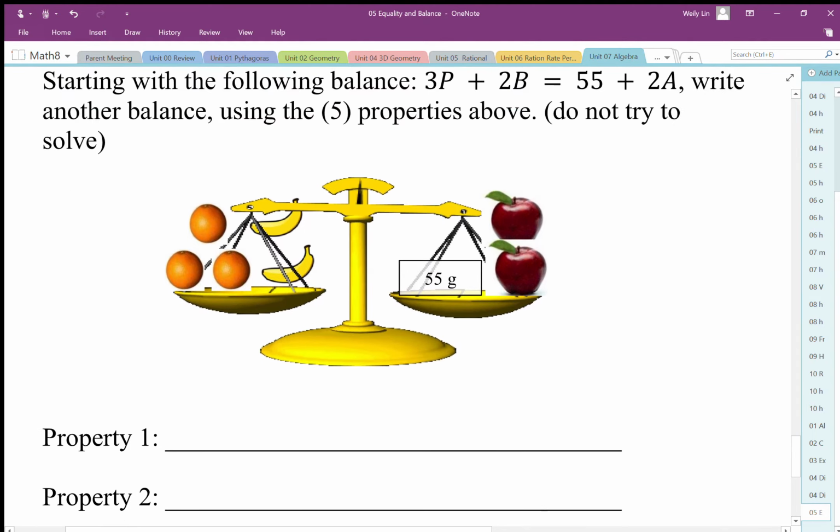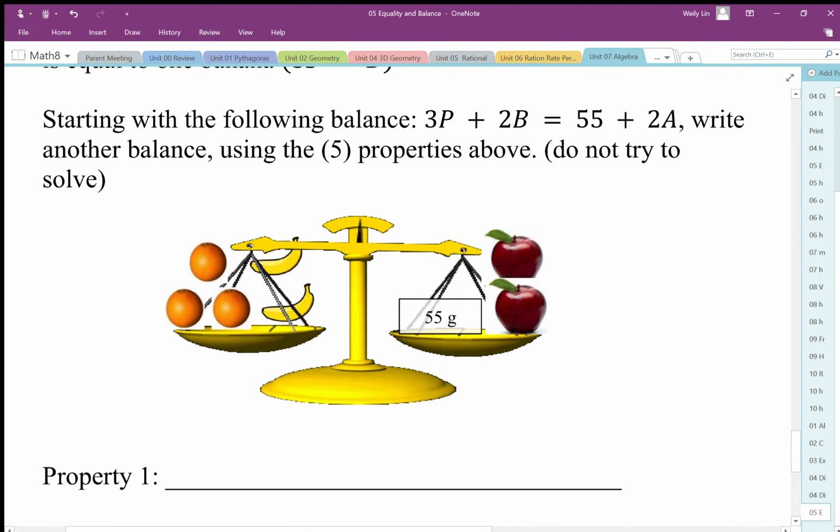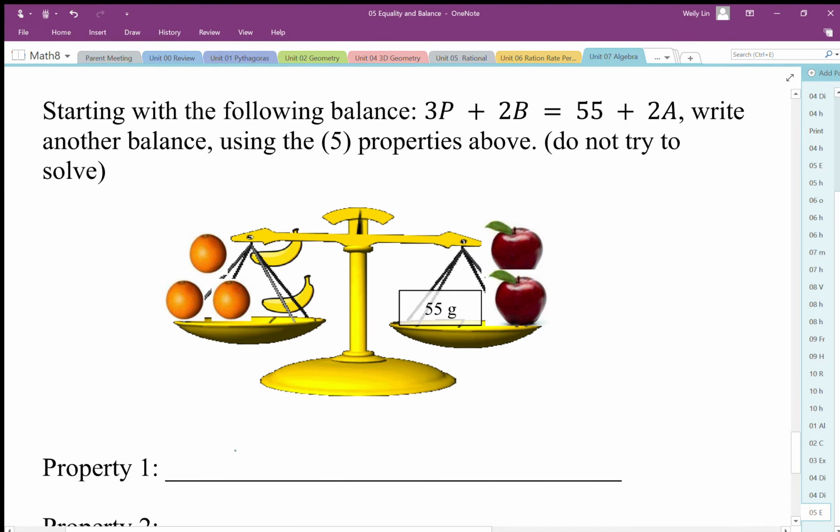So property 1, you can do whatever you want. So now you just can't copy mine. I've got 3 passion fruit plus 2 bananas is equal to 55 plus 2A, 2 apples. And I can show addition property, but I can just add like 1 kilogram to this side and 1 kilogram to that side. That will keep it balanced. Now that is an easy one, so you can't copy that one, so you need to come up with a new one. I'll give you a different example here.